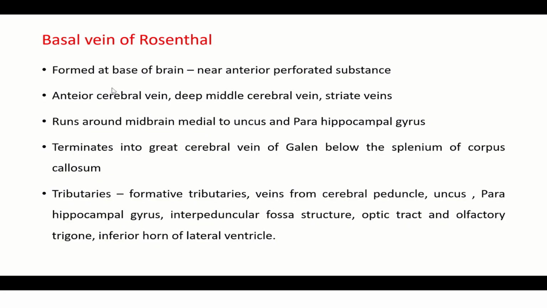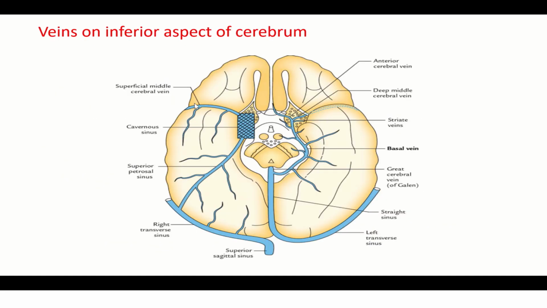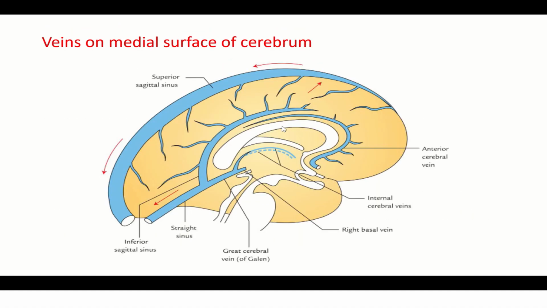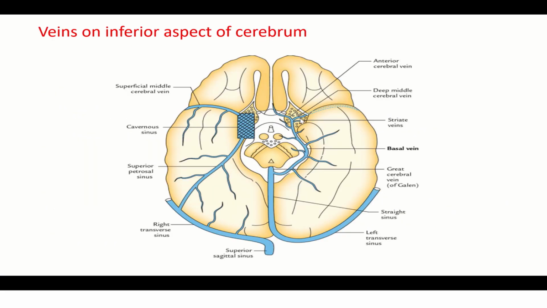So the basal vein of Rosenthal is formed at the base of the brain. You can see here, this is the basal vein formed at the base of the brain, near the anterior perforated substance. You can see this is the anterior cerebral vein.